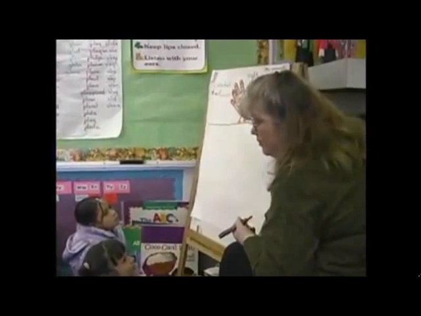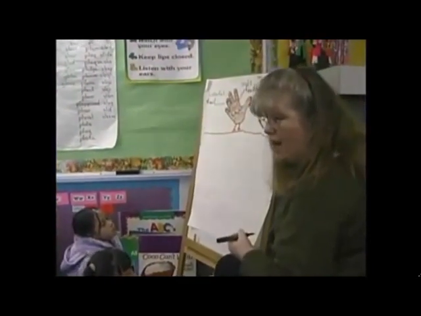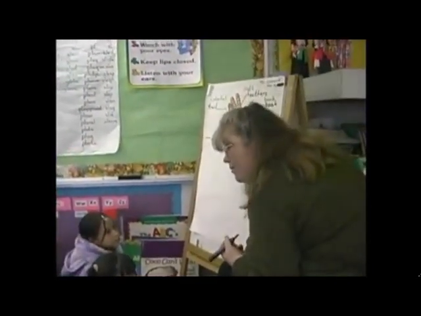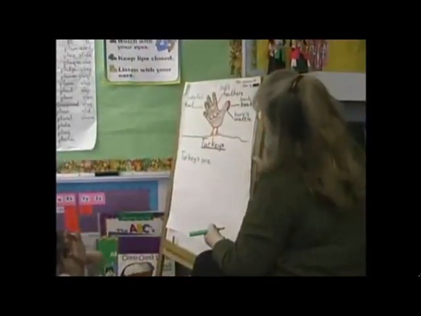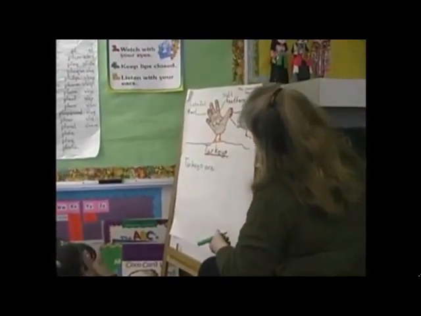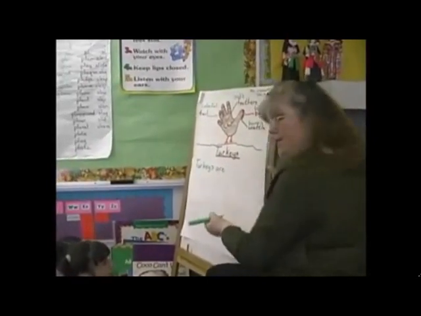Turkeys. This is the title, the name of my paragraph. That's the name. So I think I'm going to say turkeys are... Pretty. You want to say pretty? Yeah. All right, we can say turkeys are pretty.